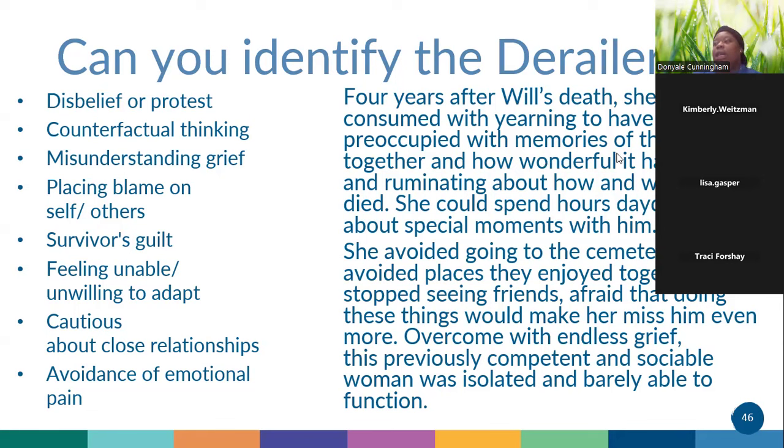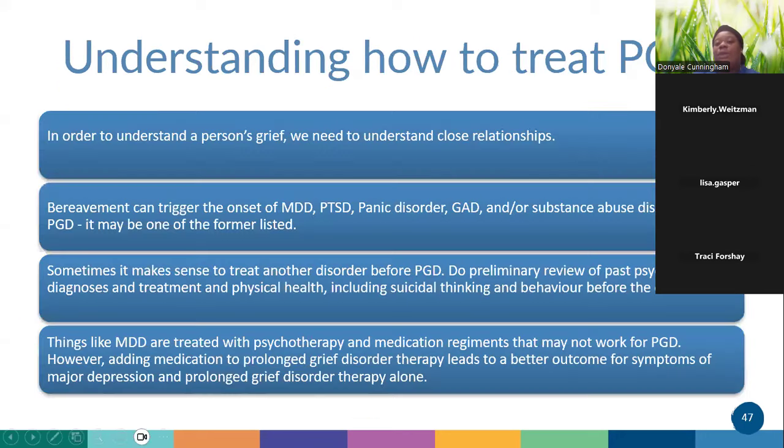Alrighty, so let's talk about understanding how to treat prolonged grief disorder. In order to understand a person's grief, we need to understand close relationships. Bereavement can trigger the onset of major depressive disorder, PTSD, panic disorder, GAD, generalized anxiety disorder, and or substance abuse disorder. So sometimes it may make sense to treat other disorders before prolonged grief disorder. So doing some preliminary review of past psychiatric diagnosis and treatment and physical health, including suicidal thinking and behavior before the death.